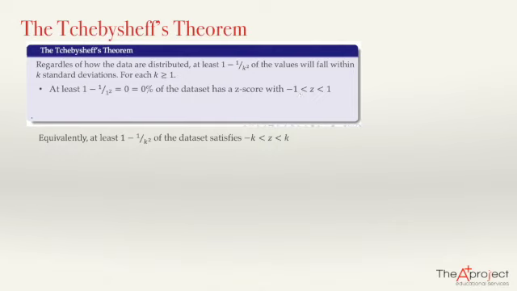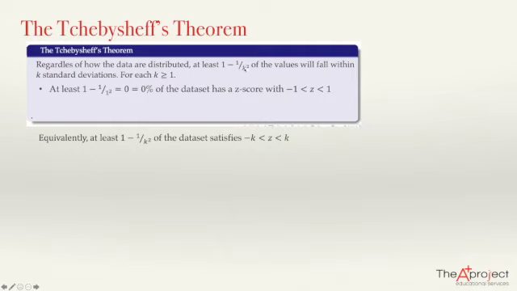Notice that up to this moment, this theorem is not telling you too much. It's saying that at least 0%, and it's obvious that something must be at least 0%. The theorem starts to be important when you have a k greater than 1. So you have here 1.5, 1.2, or 2 or 3.